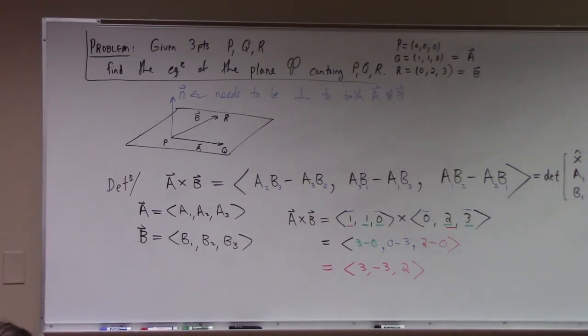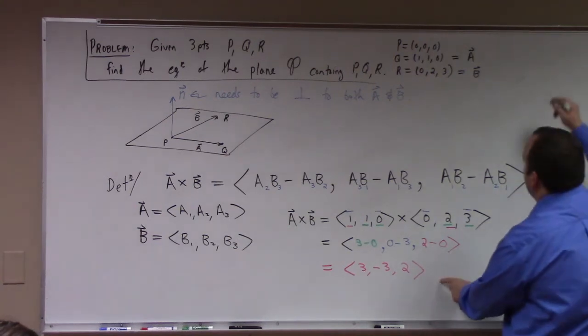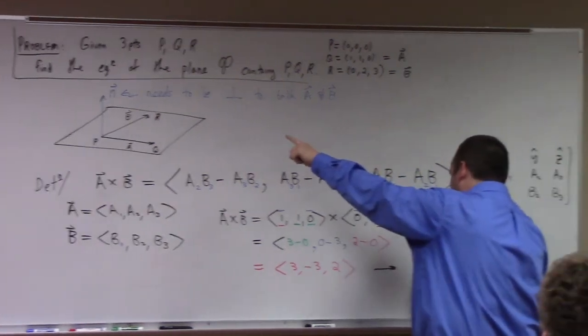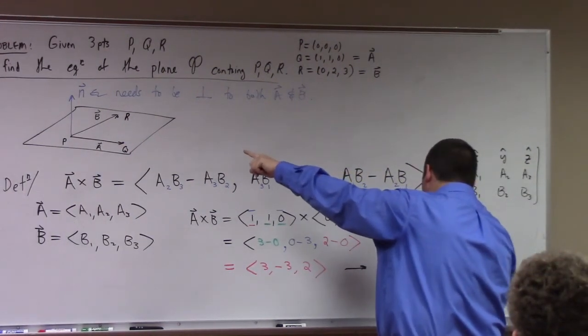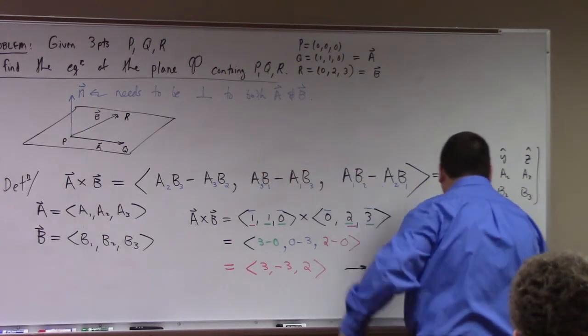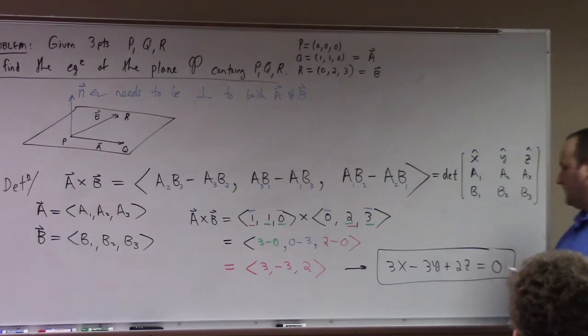Other observations. The cross product is a vector, right? Versus the dot product, which is a scalar, right? To complete the thought here, this tells me that we can use what for our equation of the plane? 3x minus 3y plus 2z equals 0. You might be like, what about the base point? What about the base point, right? Well, this plane has what on it?